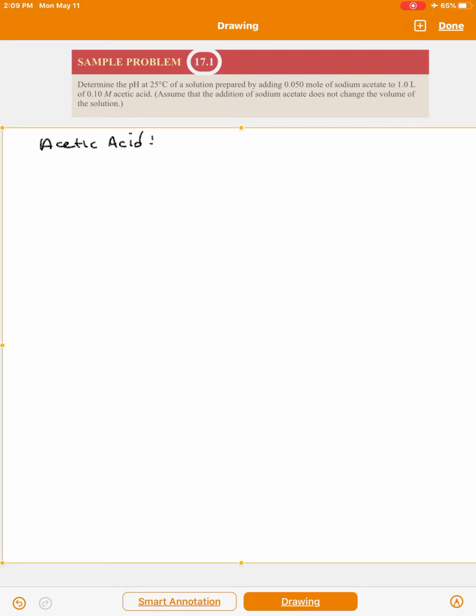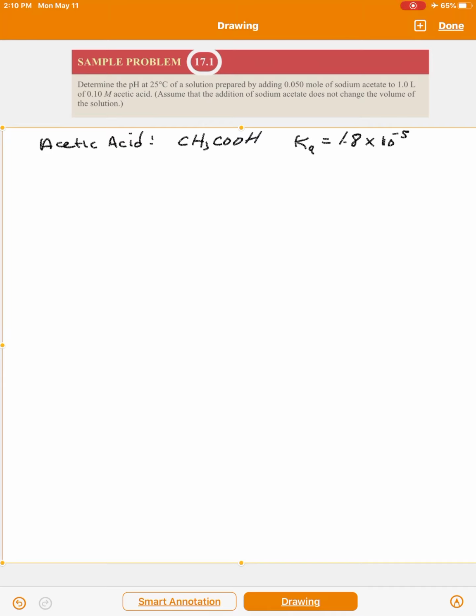Acetic acid is one of our weak acids, so I'm going to write its chemical formula here. And I'm going to look up the Ka value. This is all from chapter 16, so keep in mind as you do these problems in chapter 17, you may need to go back to chapter 16 to find certain things: the chemical formulas of the weak acids or weak bases, the Ka values or Kb values as well. So for acetic acid, the Ka at 25 degrees C is 1.0 times 10 to the minus 5.